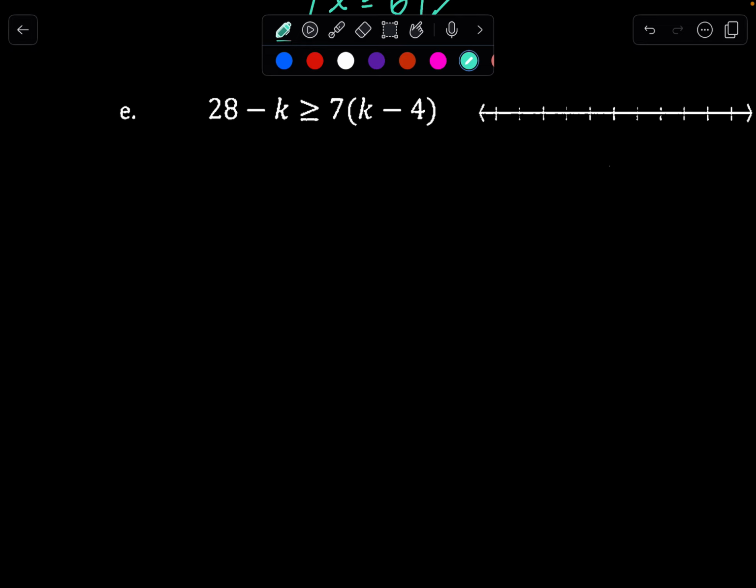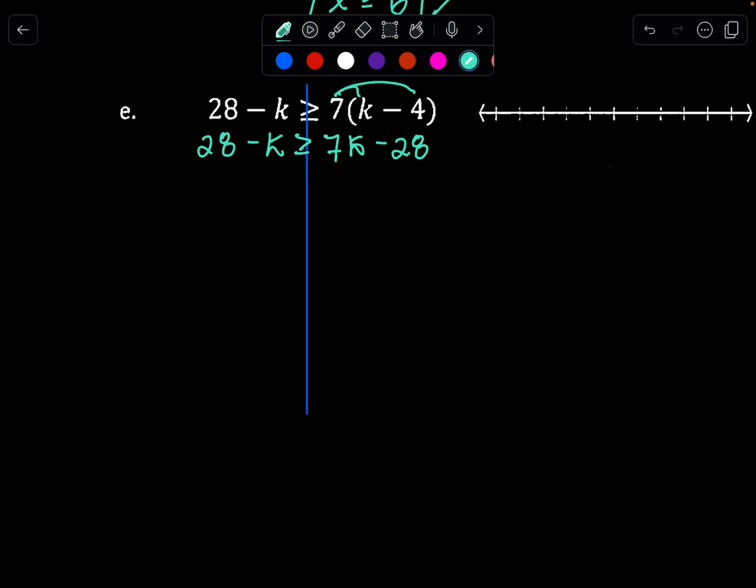I see a problem like this. Immediate reaction should be, let's get rid of those parentheses. So, again, I should probably put that line. If I put the parentheses there, we'll end up with 28 minus k greater than or equal to 7k minus 28. All right.